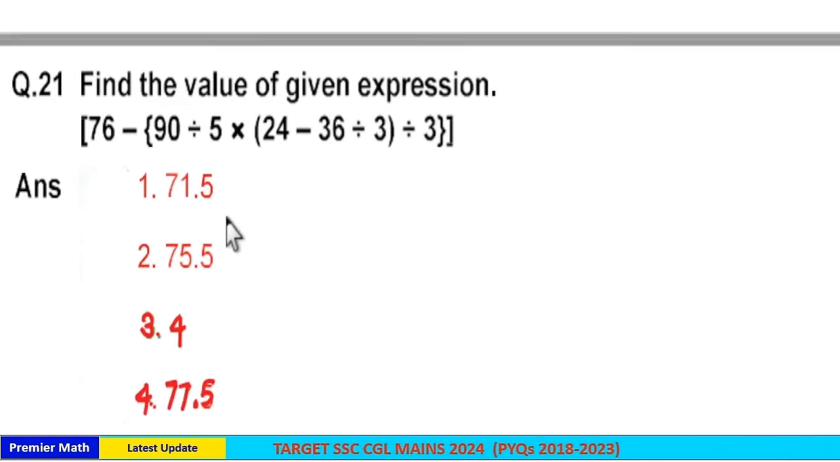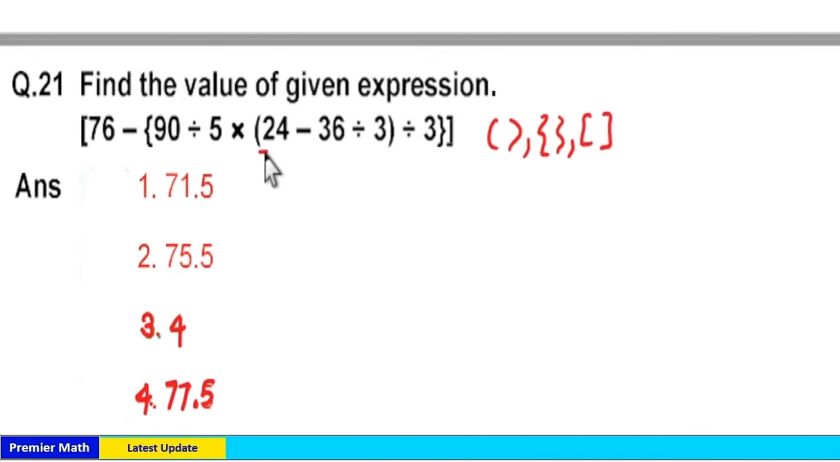Find the value of the given expression. Here, bracket order in BODMAS rule is this one. Now, first solve this bracket. Here 36 by 3 is equal to 12. 24 minus 12 is equal to 12. So, the whole term is equal to 12. Now, solve the second bracket.